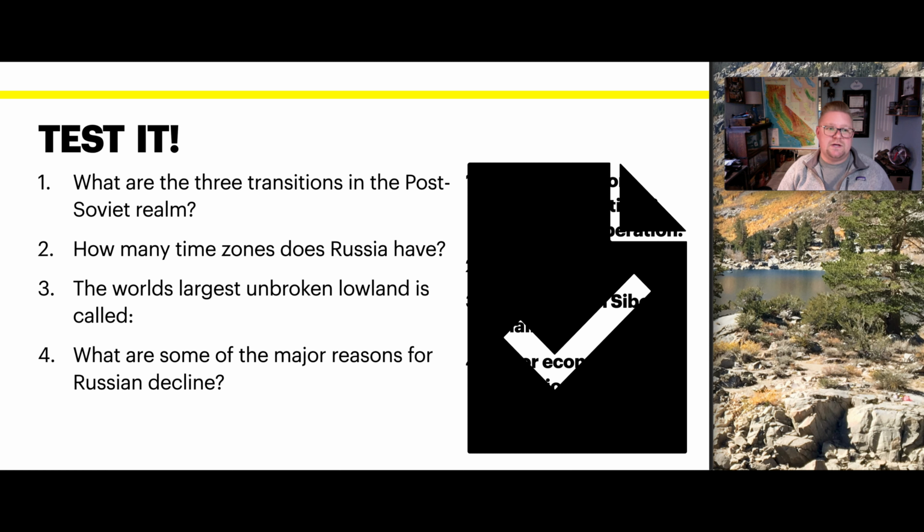So here are some questions. Question 1, what are the 3 transitions in post-Soviet realm? Question 2, how many time zones does Russia have? Remember, Russia is a massive, massive landscape. Question 3, the world's largest unbroken lowlands are called what? And question 4, what are some of the major reasons for Russian decline?